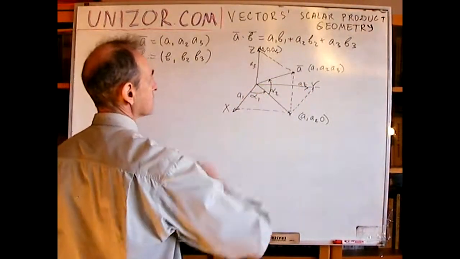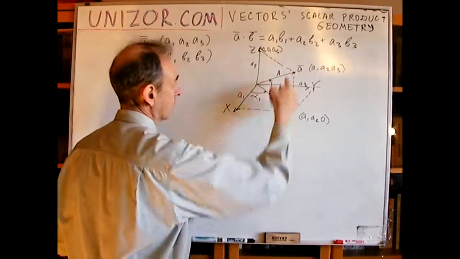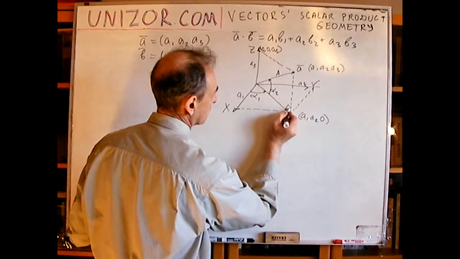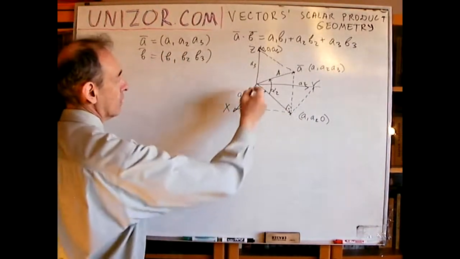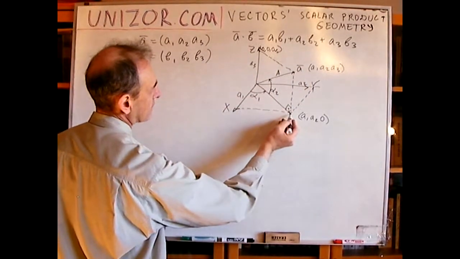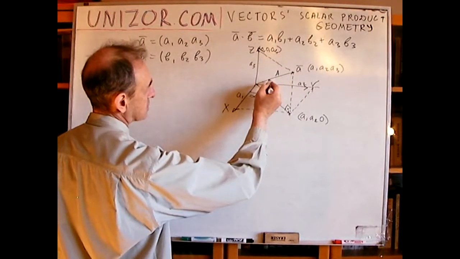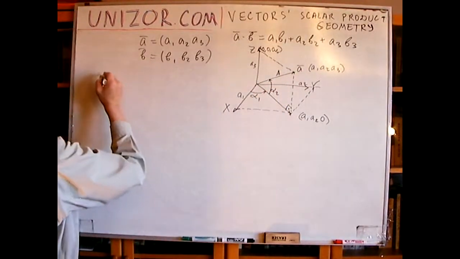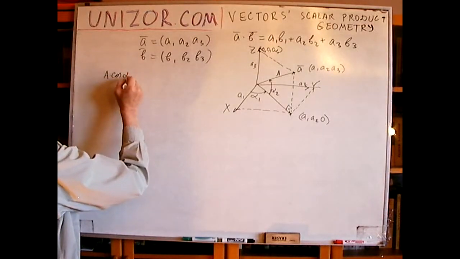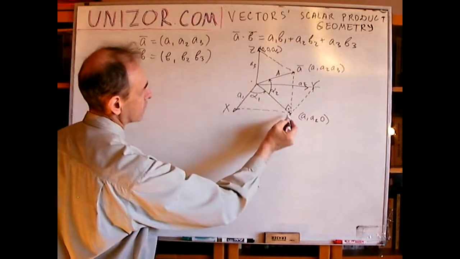So if the length of the vector A, original length, is A, now this is the projection, which means this is the right angle. So A is a hypotenuse, so the length of the projection is equal to A times cosine alpha, A times cosine alpha 2. So I have this one.